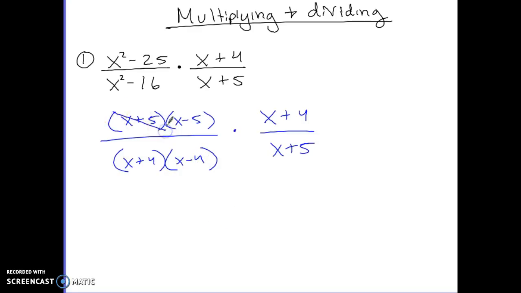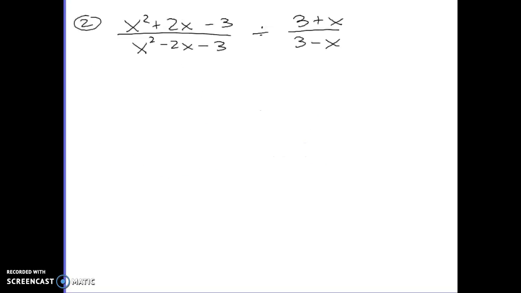Anything that's exactly the same in the numerator and the denominator, you can cancel. It doesn't matter where, as long as you have something in the top that's the same as the bottom. And then I'm left with this for my final answer. Pretty simple. I always like canceling stuff out. It makes it look a lot better.